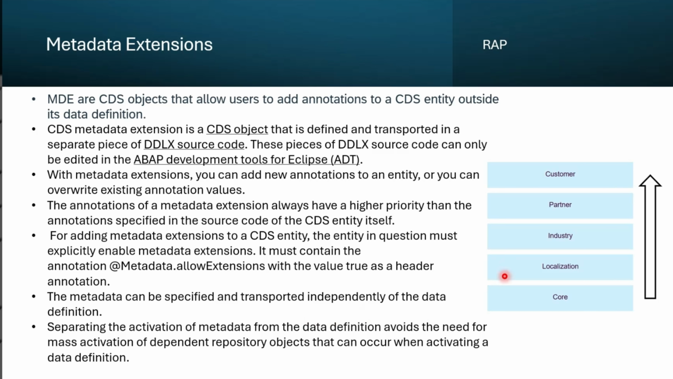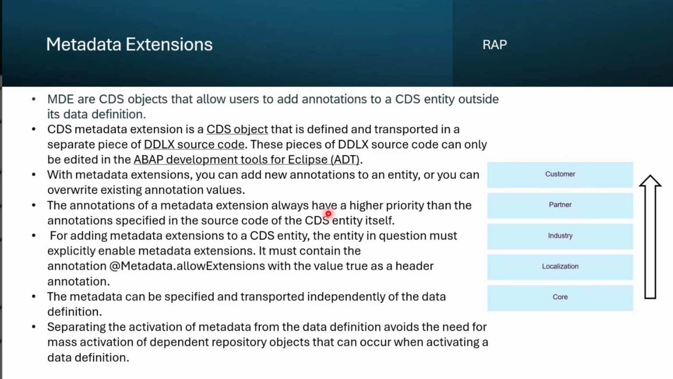And this is the order of metadata extensions. You have core, localization, industry, partner and customer. These are the different values available for your metadata extension. The highest is customer. If you are creating a metadata extension with the value customer, then it will have the precedence.